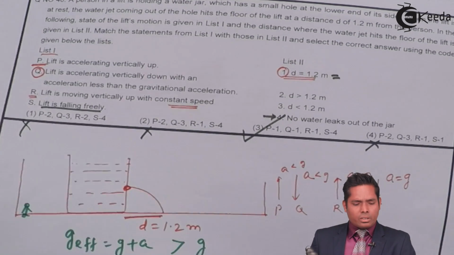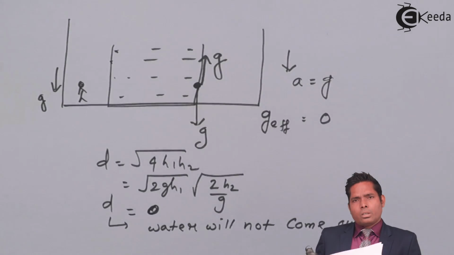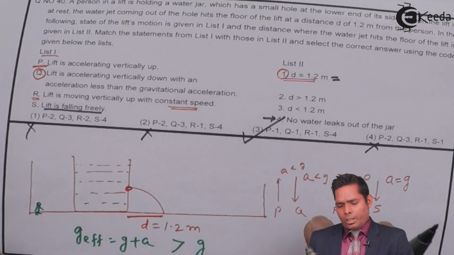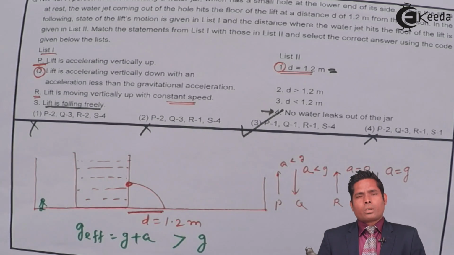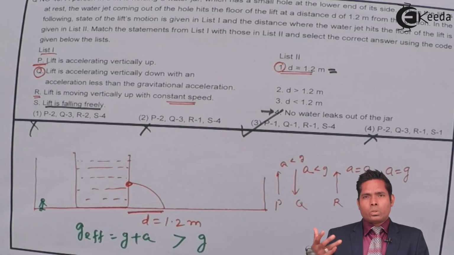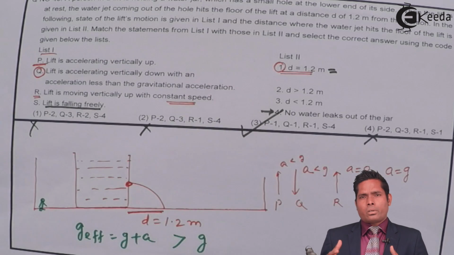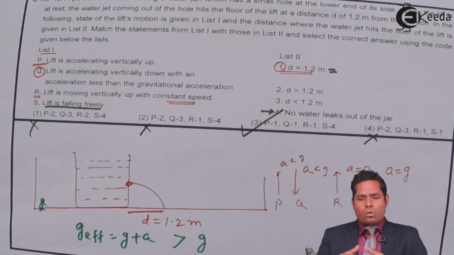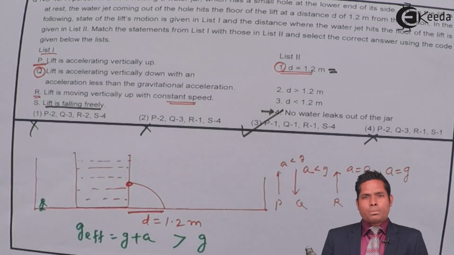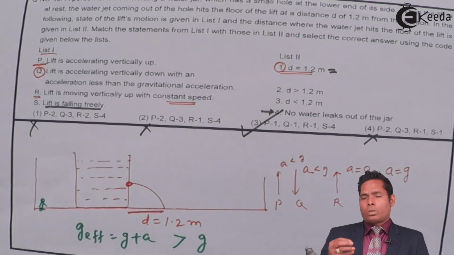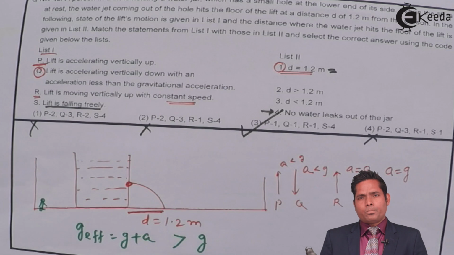Now why did the water not come out? Because the lift accelerates in the downward direction, equal to the acceleration due to gravity, and this is a free fall condition, so the whole system will fall down with equal acceleration. Therefore the water will not leak because g effective becomes 0 in that frame of reference.